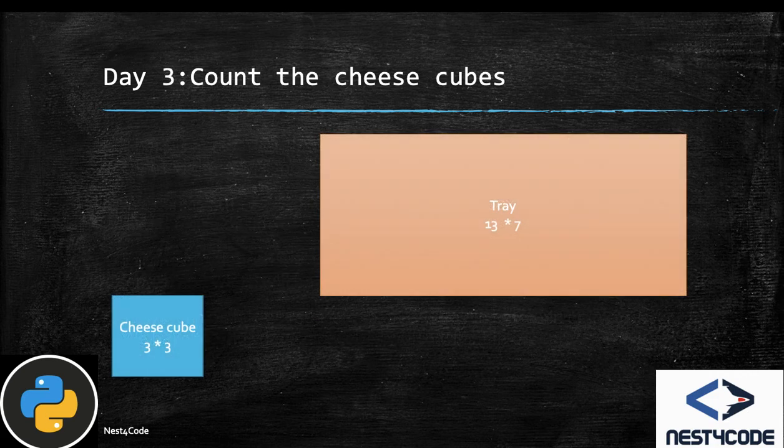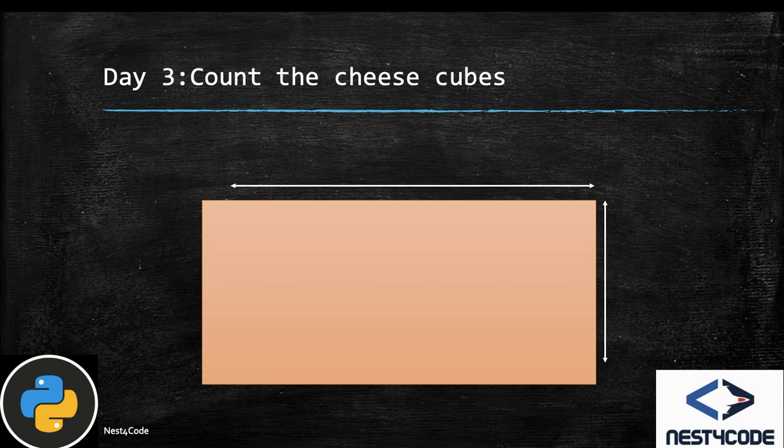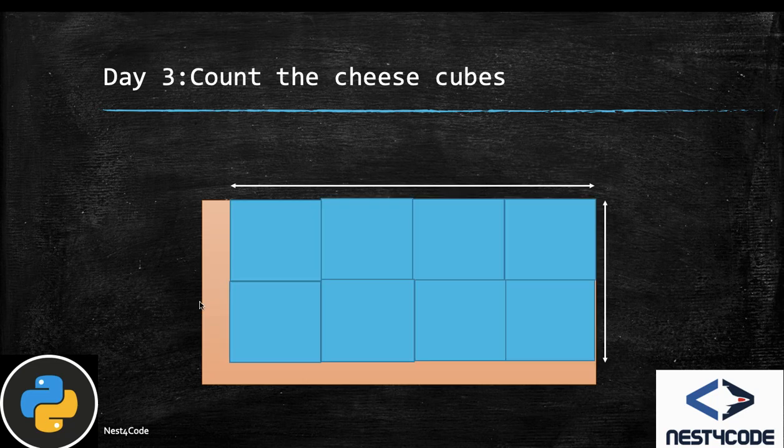So let's see the example. If the size of the tray is 13 by 7 and the cheese cubes are 3 by 3, we cannot fit all these cheese cubes properly. Once you see the tray and we start placing cheese cubes, we can just place them in this area, and some part of the length and some part of the width will be left out. So we need to get the count of these cheese cubes only.